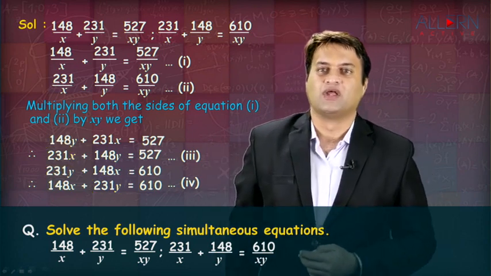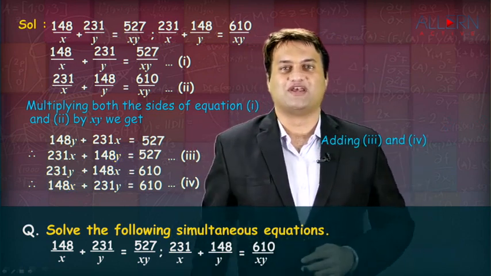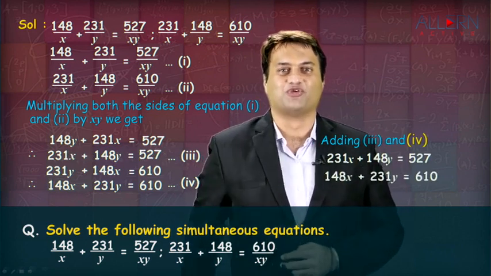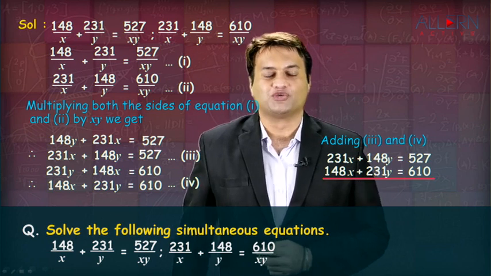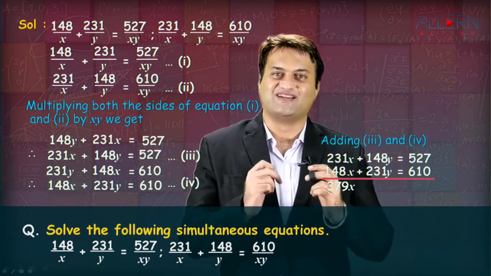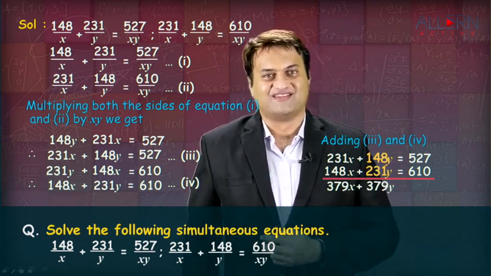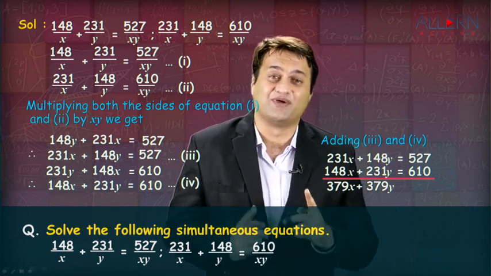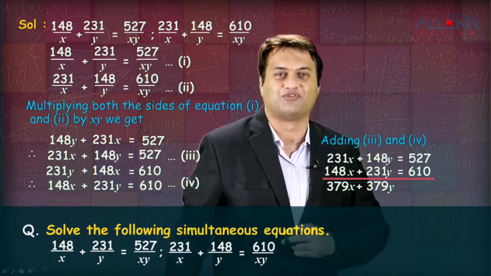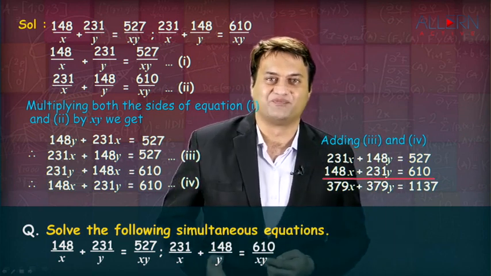As you all can see, the coefficients are diagonally same, right. So let's do it. The first step of ASA method is adding equation 3 and 4. So this is your third equation, this is your fourth equation. Let's add 231x plus 148x. What is 231 plus 148? It is 379x. Similarly, 148 plus 231, 379y. You remember ASA method, after adding or subtracting, the coefficient of x should be same as the coefficient of y. And 527 plus 610 is 1137, right.